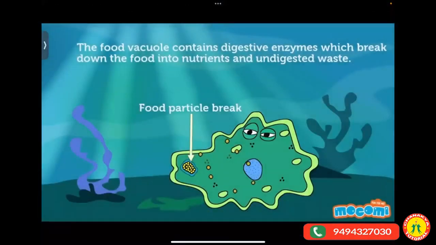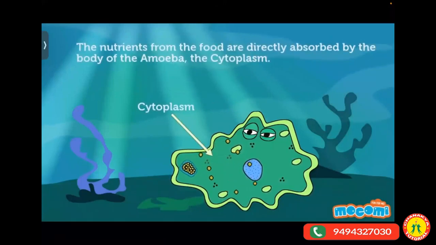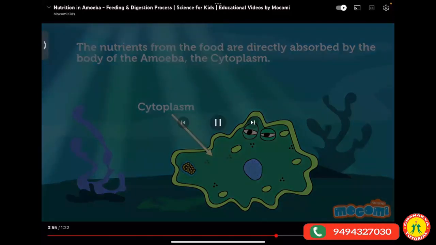So as you can see, the food particles are being broken into small substances. The food vacuole contains digestive enzymes to break down the food. The nutrients from the food are directly absorbed by the body in the amoeba, and that major part of the body is called the cytoplasm. So it is the whole dark green part of the body, the cytoplasm.